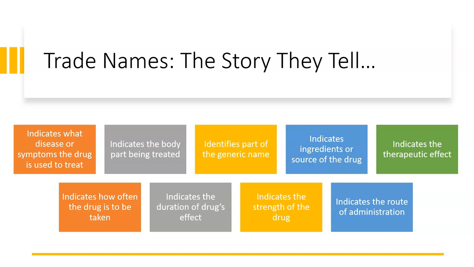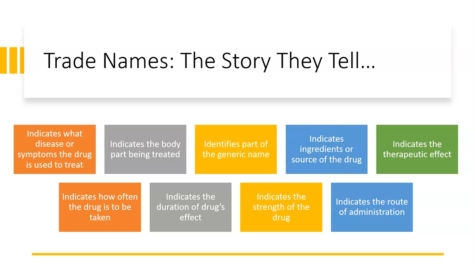Now, another is to indicate how often we're going to take a drug. So the trade name can tell us. Something like Lithobid. Anything that ends in BID means twice a day. So Lithobid is twice a day. Nitrobid would be twice a day. That can help us identify how often to take it.